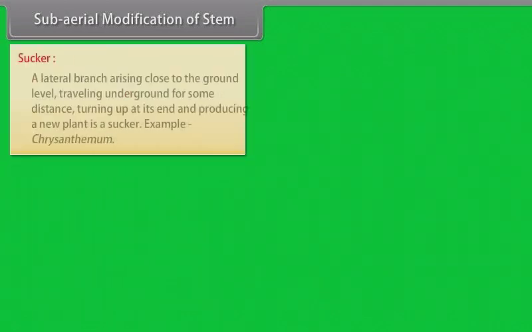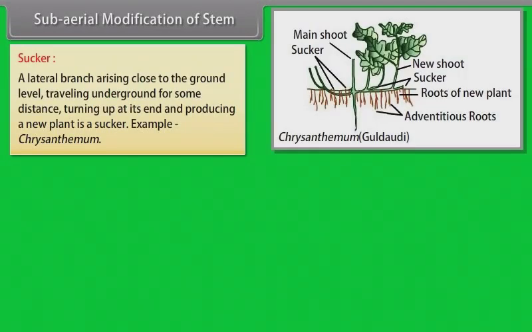Sucker. A lateral branch arising close to the ground level, traveling underground for some distance, turning up at its end, and producing a new plant is a sucker. Example: Chrysanthemum.